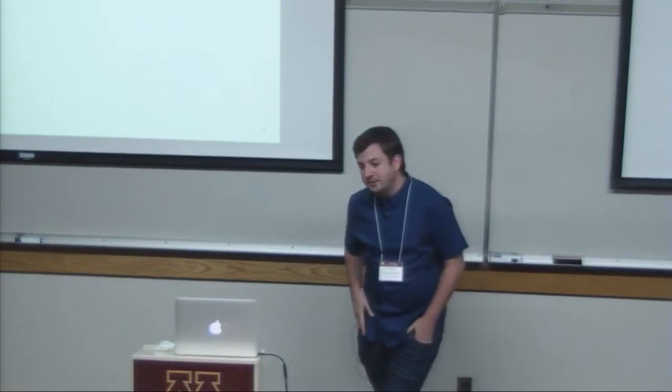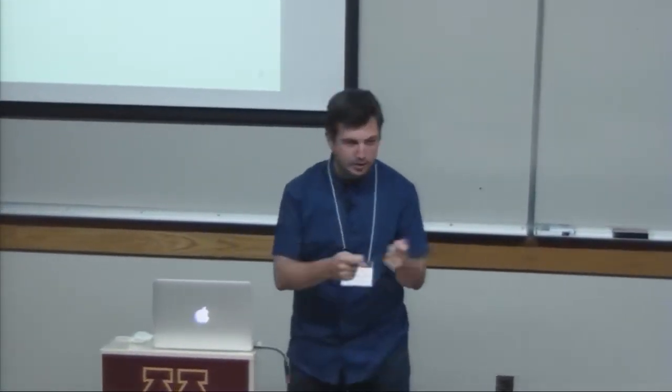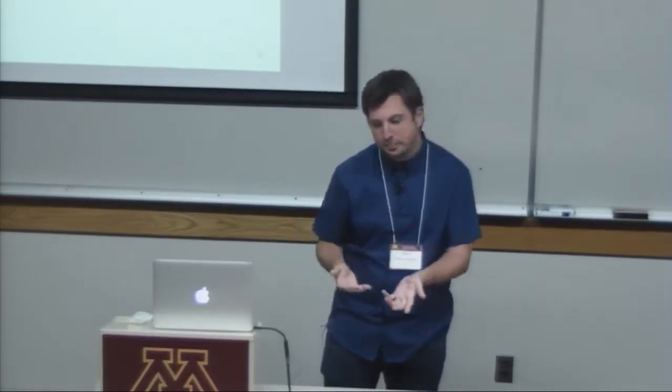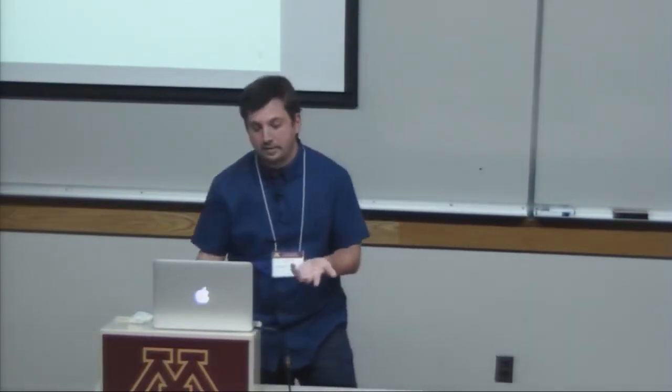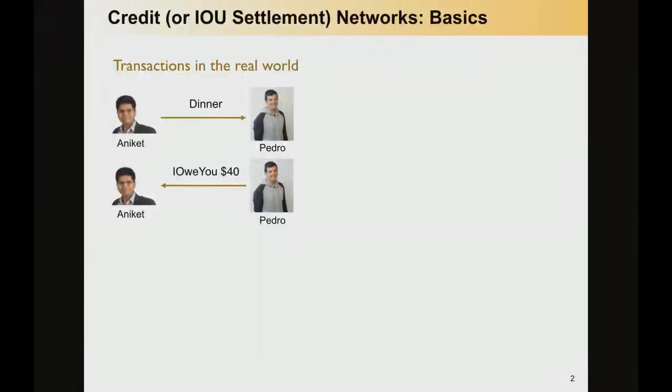So yeah, now we are going to learn about credit networks. The basic idea is that in a credit network, users represent trust between each other using IOU relations. Let's see through an example. Assume for the moment that Aniket and I trust each other for some reason, and we went for a dinner. I forgot my credit card, and because Aniket is a nice person, he actually paid for the dinner for my part. So at that moment, I actually owed him $40.